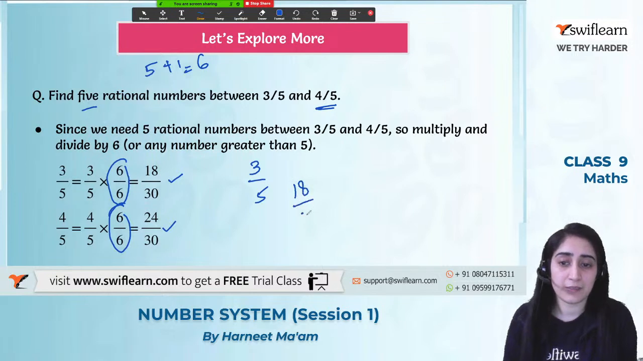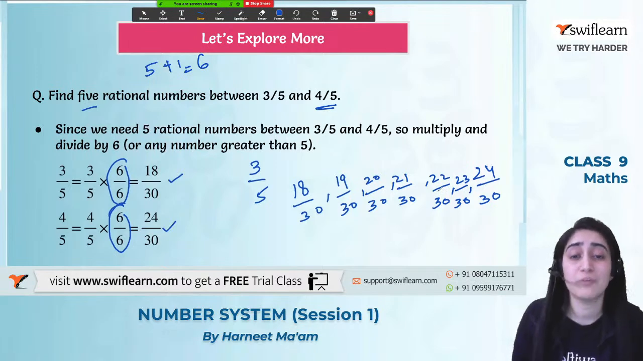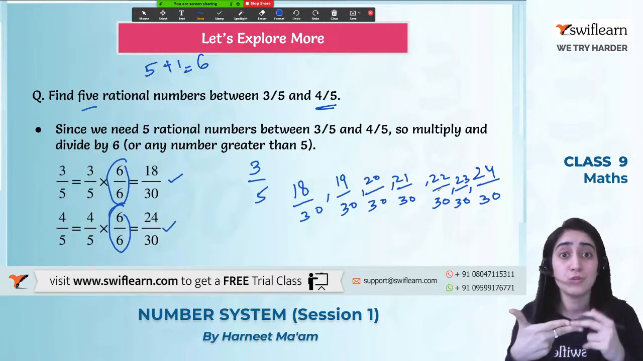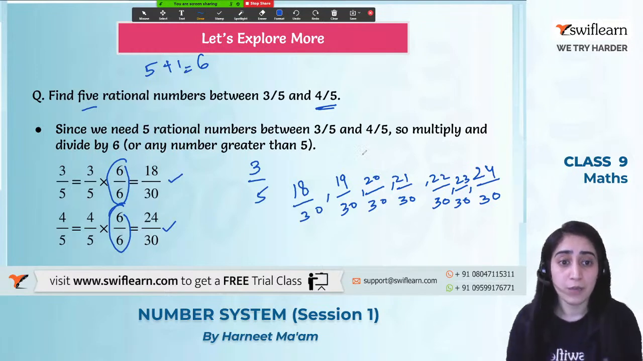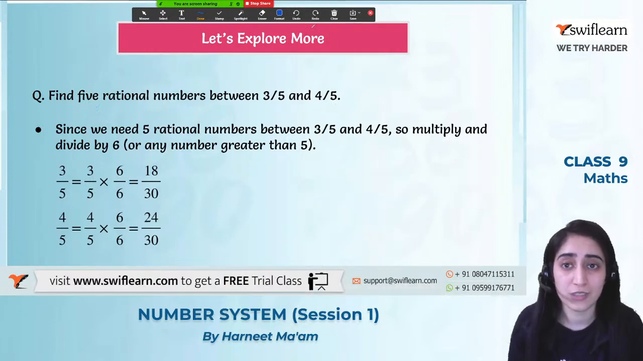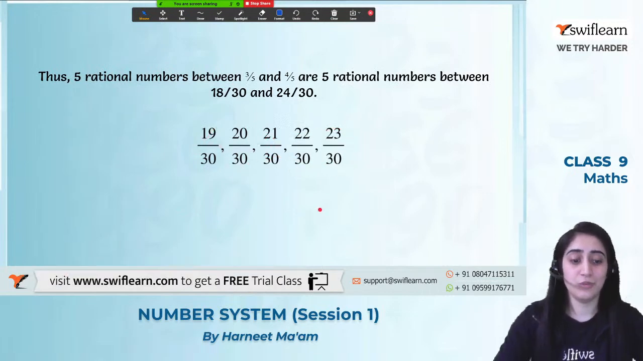Now I have 18 by 30 and 24 by 30. So see, I have such a wide range, so I can make so many fractions out of 30. It can be 19 by 30, 20 by 30, 21 by 30, 22 by 30 and 23 by 30. On simplifying them, we have to keep the rational numbers in the lowest form. Remember I told you that they are called rational numbers when there is no common factor between P and Q. But right now I can see they have a common factor of 10, so 2 by 3 will be the right answer. Clear? Similarly, you can solve the rest of the fractions and you will get the answer.